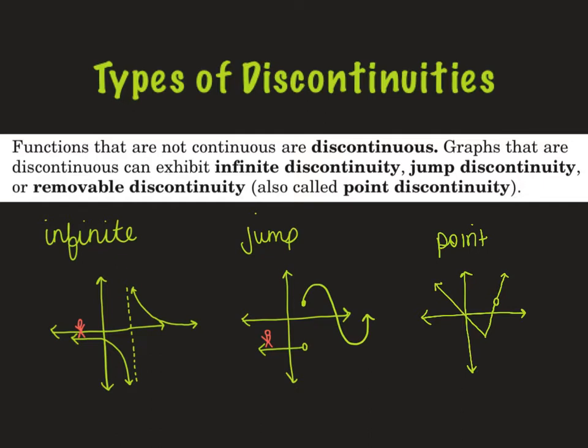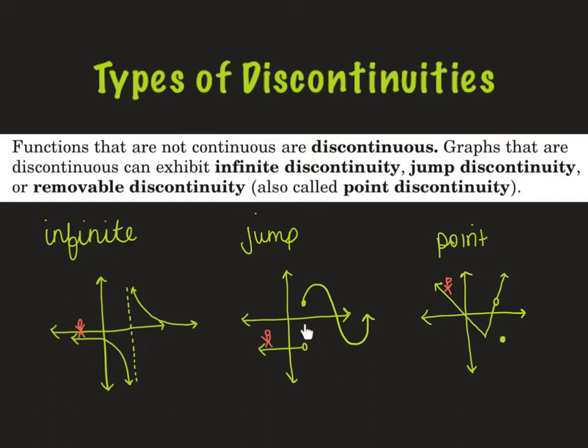Now that doesn't necessarily mean that that point isn't there. Maybe it's somewhere else on this graph for us. That's a point discontinuity. Again, imagining your little man, he's walking along your graph, and he's going to reach just one single point where he can't get across to the other side. So again, we have our infinite, where generally you'll see a vertical asymptote.